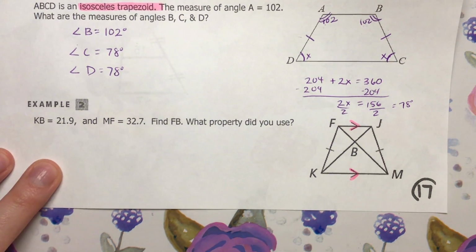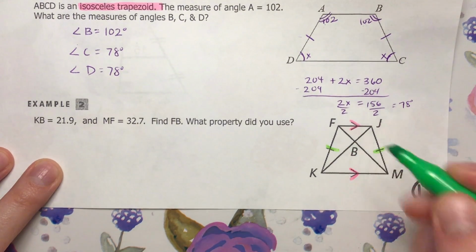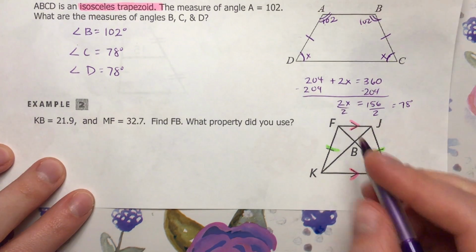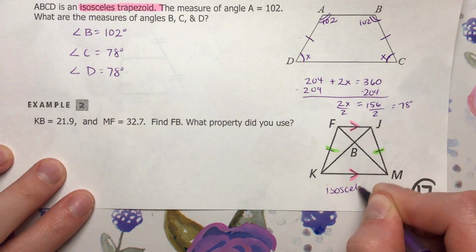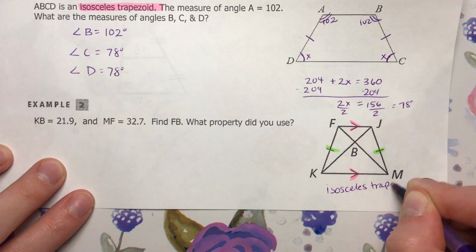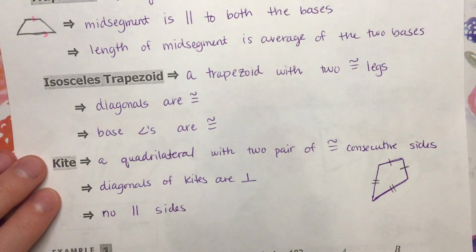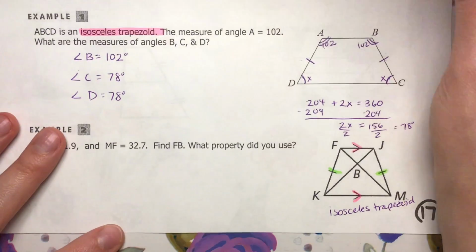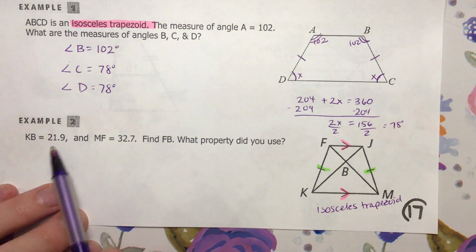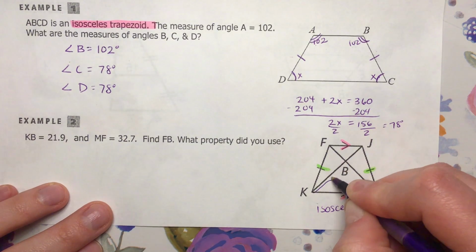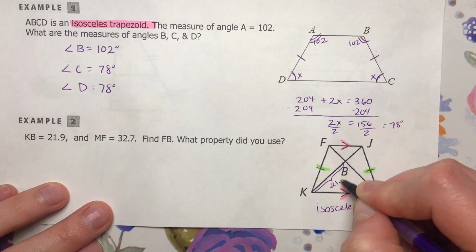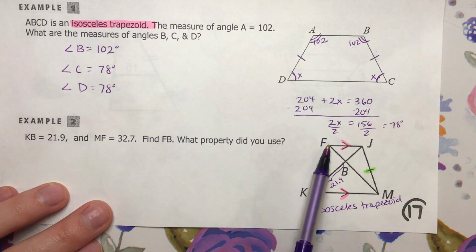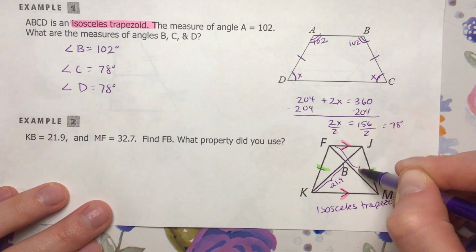But not only that, we have these markers right here indicating that these sides are going to be congruent to each other. So I have an isosceles trapezoid. Because this is an isosceles trapezoid, let's look at my properties. I know that diagonals are congruent for an isosceles trapezoid. So when I'm working through this problem, I now know, okay, from K to B, which is from here to here, is going to be 21.9. And then the whole distance from M to F is 32.7, the whole thing.